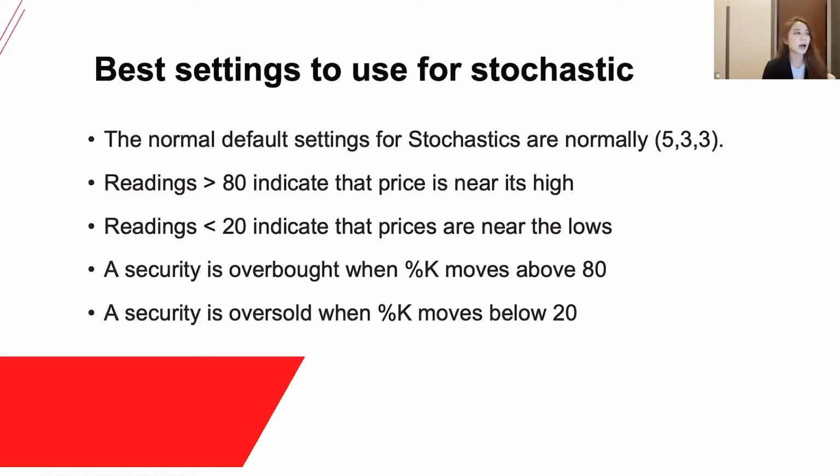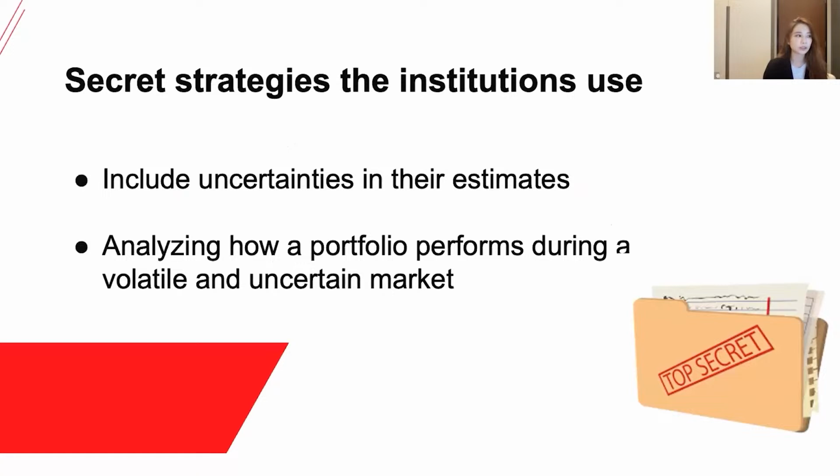Readings above 80 indicate the price is near its high, and readings smaller than 20 indicate that prices are near the lows. So we have an upper bound and a lower bound, a kind of range, at 80 and 20. A security is overbought when percentage K moves above 80, and normally oversold when the percentage K line moves below 20. I think it'll be more graphical once you get to see it, so we will look at it in a while.